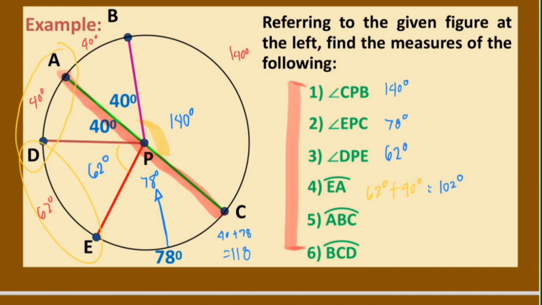Next, arc ABC, that's a semicircle, 180 degrees. BCD, 140 plus 62 plus 78. So that's gonna give us what? 280 degrees. That's it. As quick as that.